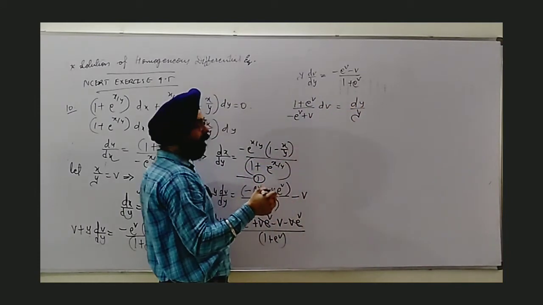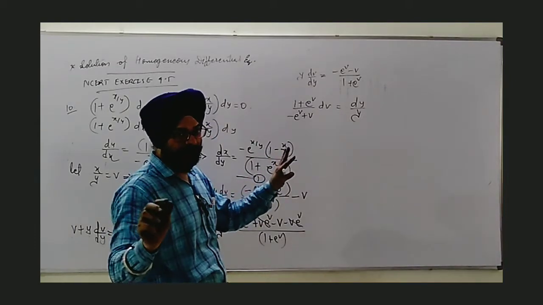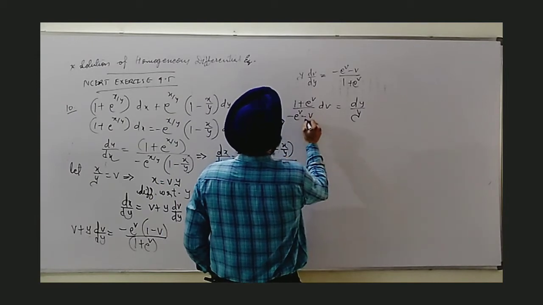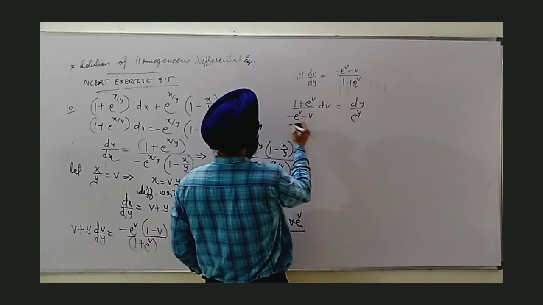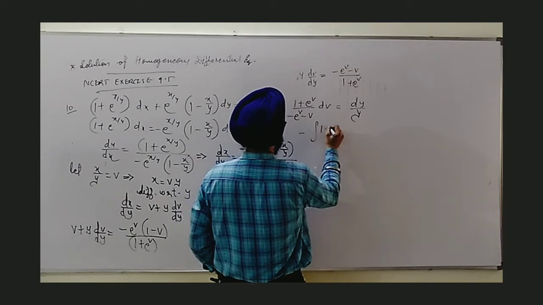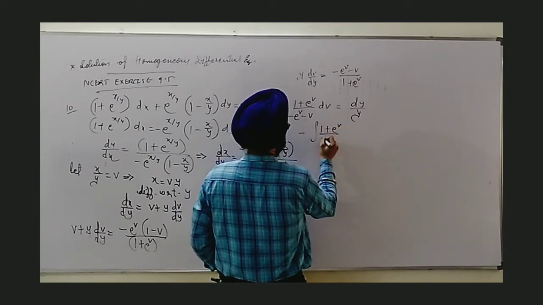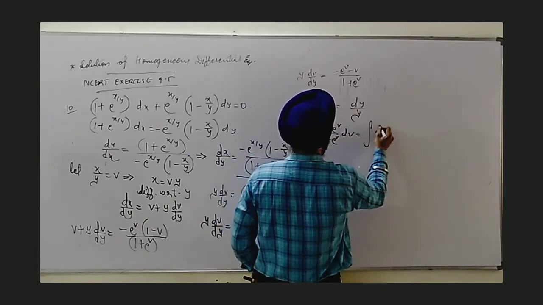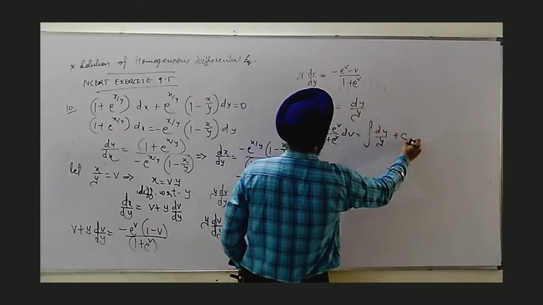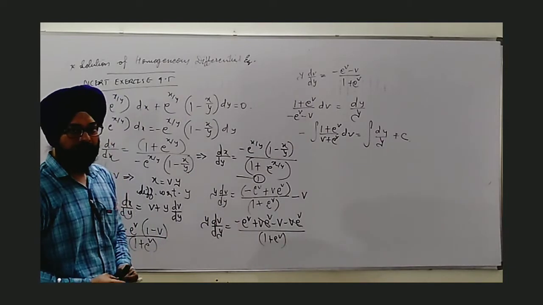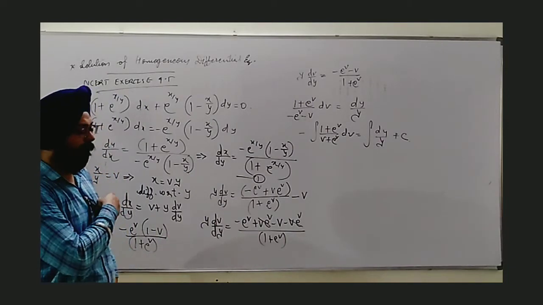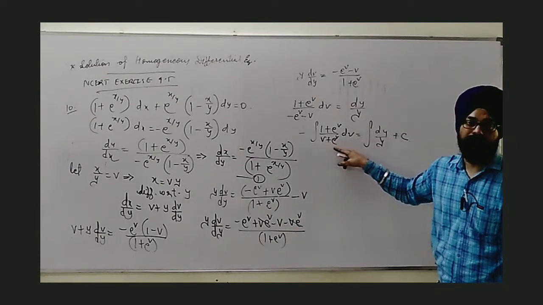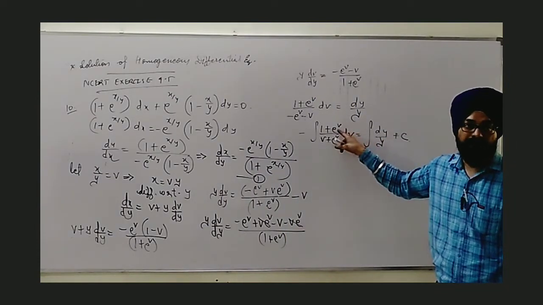Be careful, we have no x available now, only v and y. So here this minus I am taking common. We are left with (1 plus ev) upon (v plus e raised to the power v) dv equal to dy upon y plus c. To make it convenient, I have taken it common. Now you can understand easily: when you substitute v plus e raised to the power v as t, its differentiation is here in the numerator.